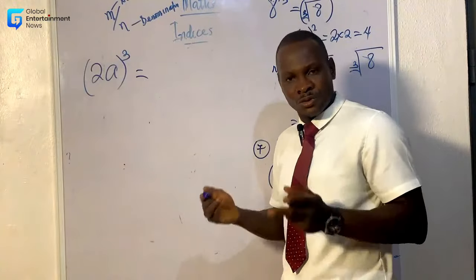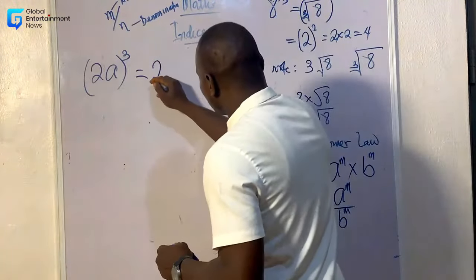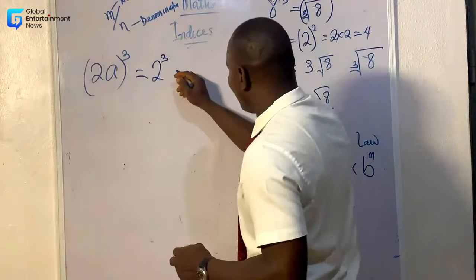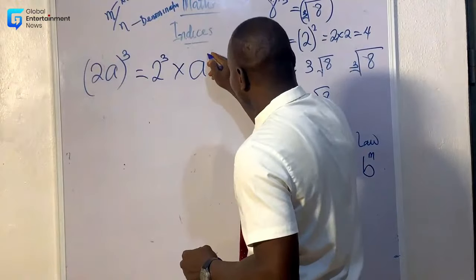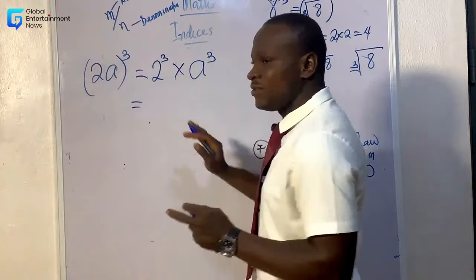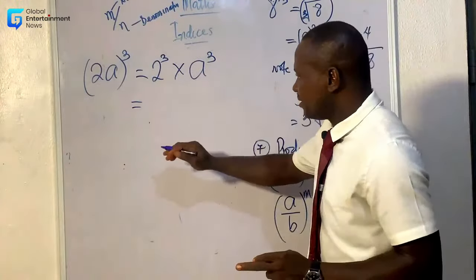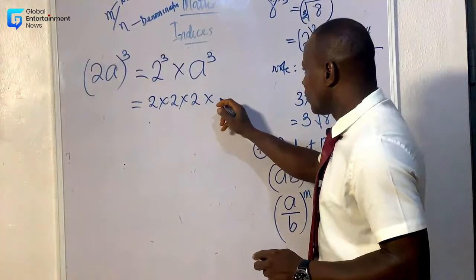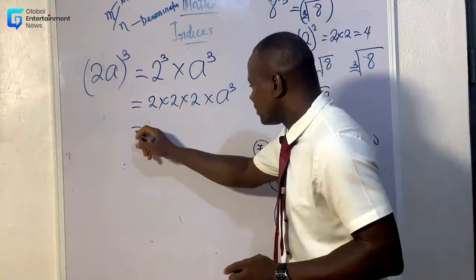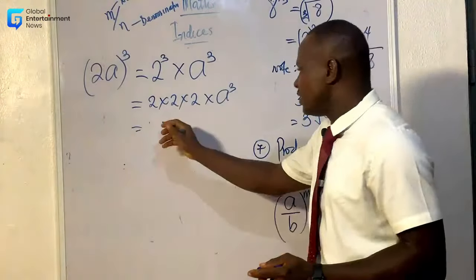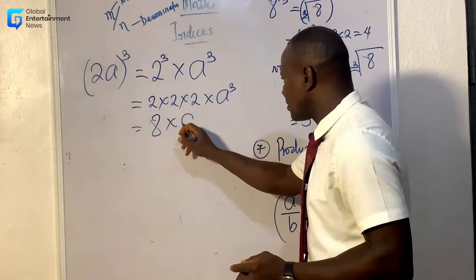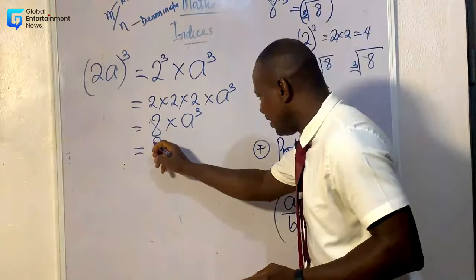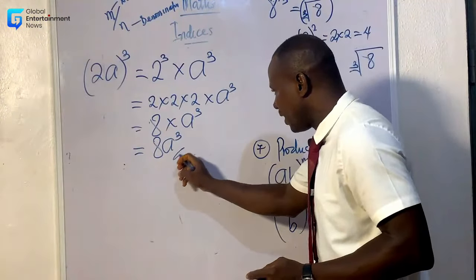So what we're going to do is say 2 raised to power 3, according to the law, and A raised to power 3. If you look at this very well, 2 raised to power 3 means 2 times 2 times 2, then times A raised to power 3. Now 2 times 2 times 2 is going to give me 8 times A raised to power 3. And my final answer is 8A raised to power 3.